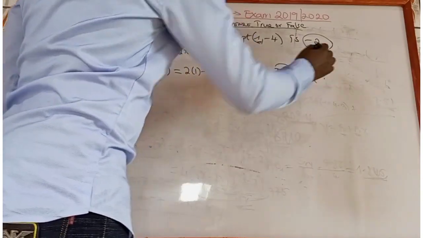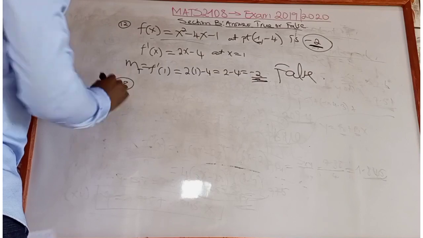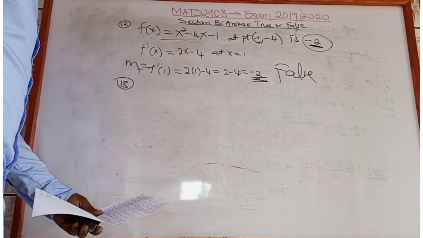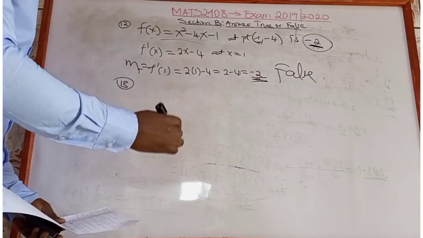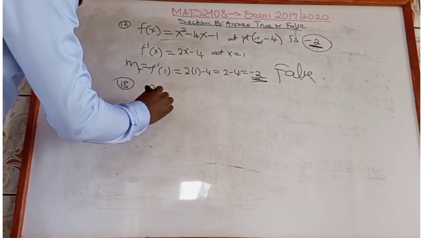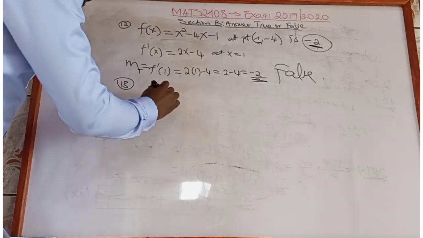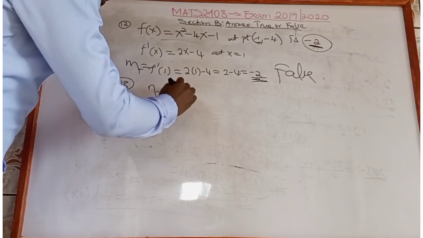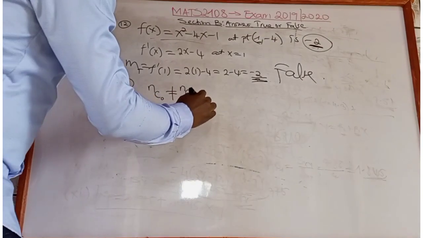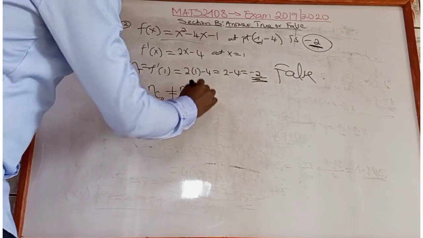Then number 13 says, in binomial theory, the evaluation of n combination 0 is not the same as n combination n. Well, this one is also false.